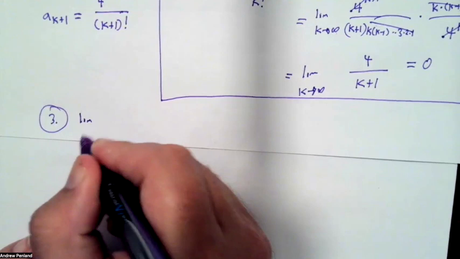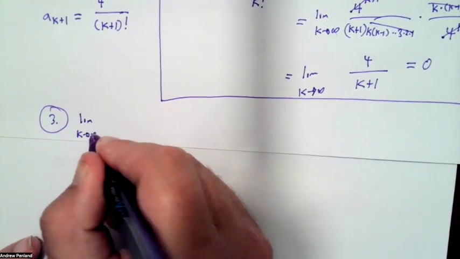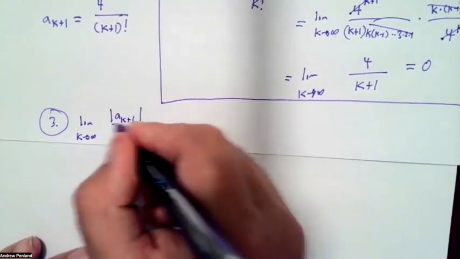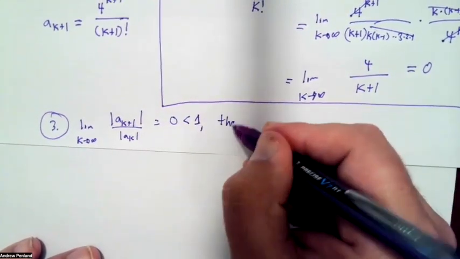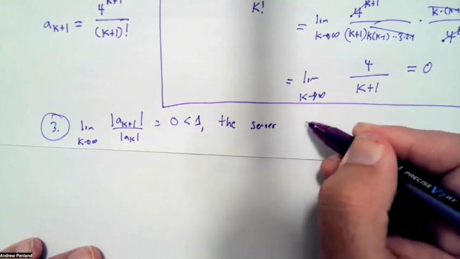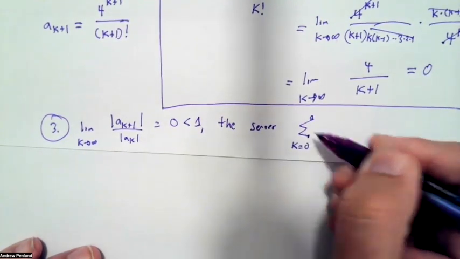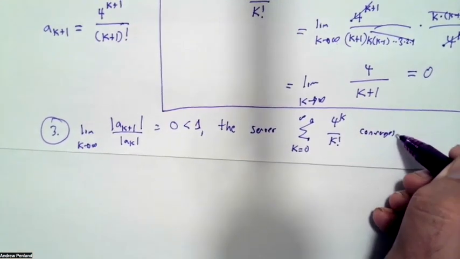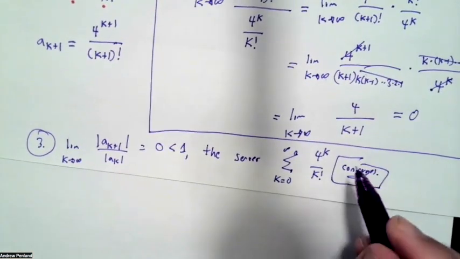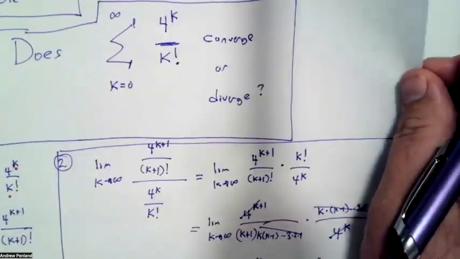So because the limit as k approaches infinity of the absolute value of a sub k plus 1 over the absolute value of a sub k is 0, which is less than 1, we can conclude that the series, the sum from k equals 0 to infinity of 4 to the k over k factorial, converges. So we have our final answer of converges by applying the ratio test.